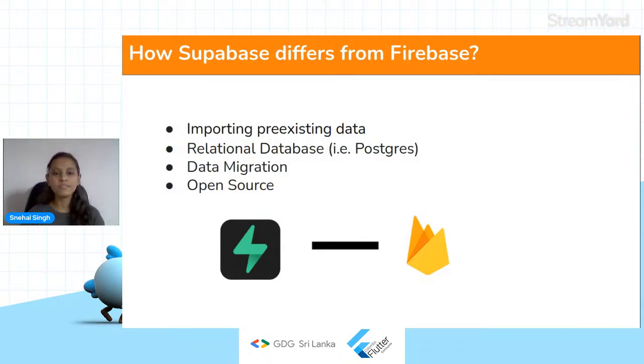So in Firebase, we already know that it provides a NoSQL database, and in that, defining relationships and all is not possible.